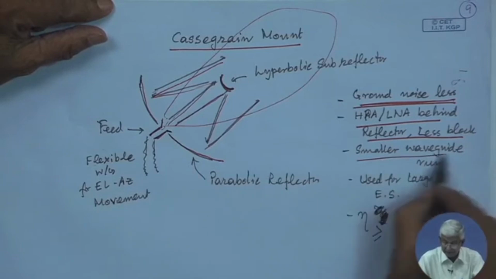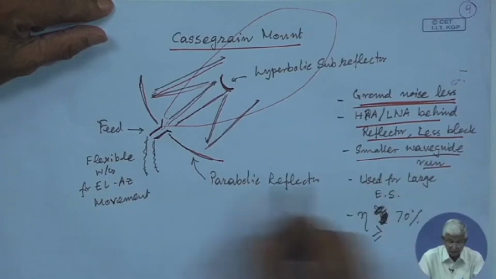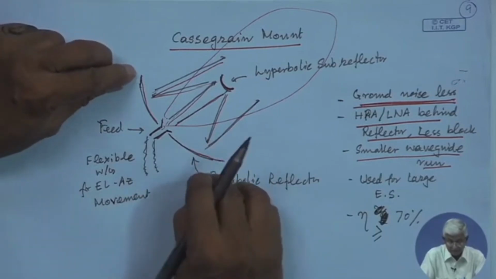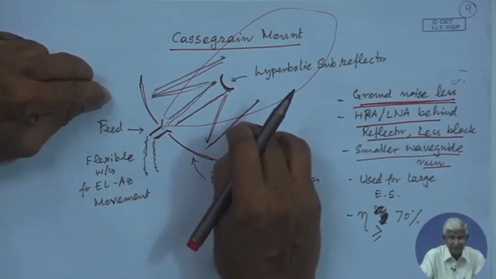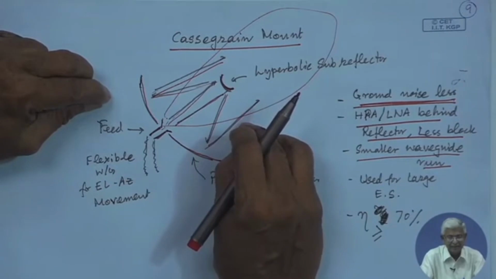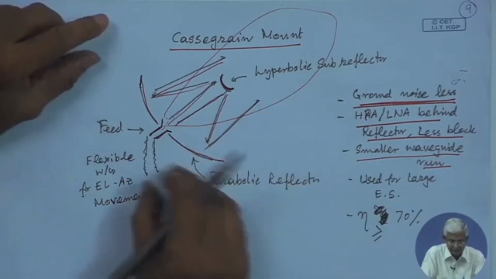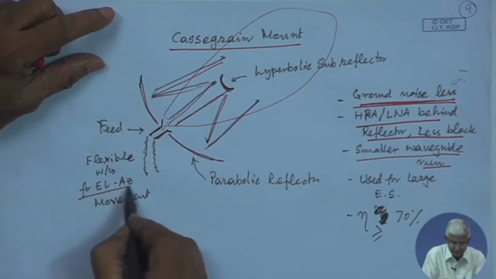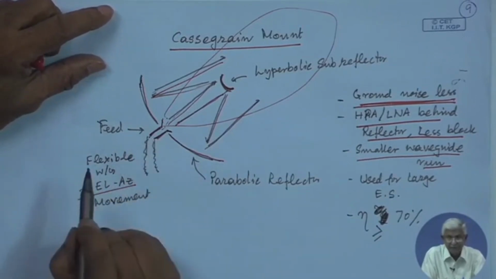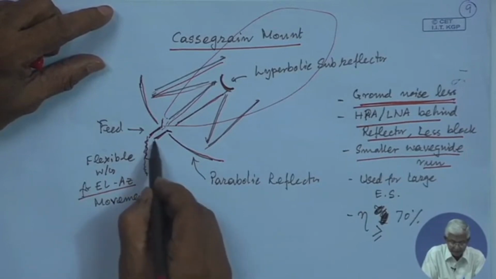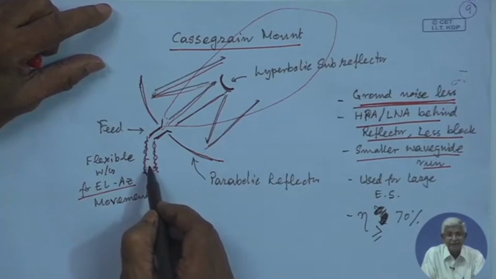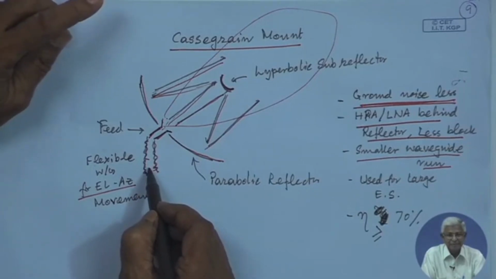There is one difficulty. In case this antenna has to be moved to look at another satellite, or it has to track some satellite, your azimuth and elevation have to be moved. You have to move azimuth and elevation, and then a fixed waveguide will not work. In that case, you have to use a flexible waveguide along with that, and a flexible waveguide will introduce some loss.